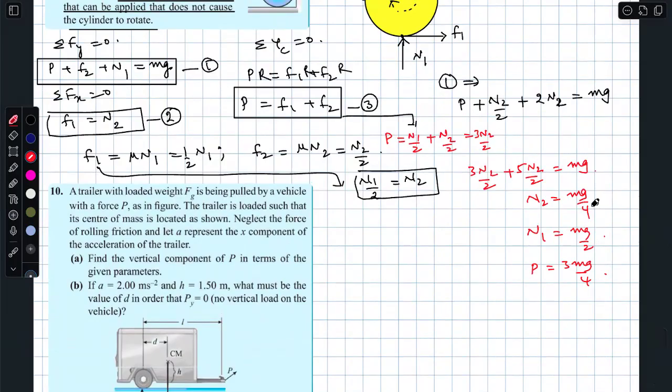Is there anything wrong in N2? N2 top N1. 3mg/8. Oh, P is 3N2/8. Correct. 3mg/8. Done. We are done.